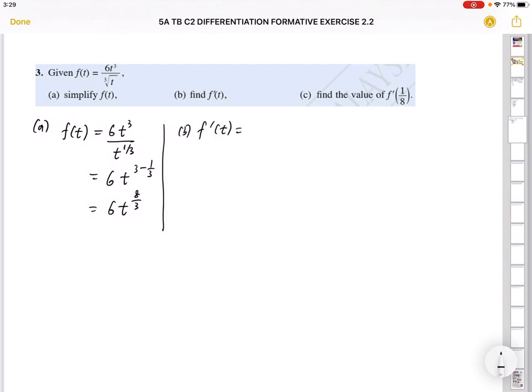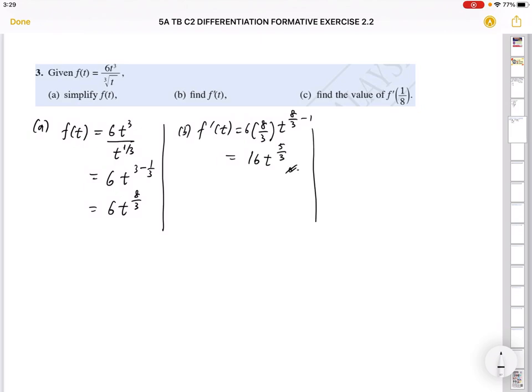Part B, you're supposed to find f'(t). When you differentiate 6 times t^(8/3), you bring down 8/3 and minus 1 from the power. I'm doing this very slowly here for you. Cancel, cancel, you get 16. This is t^(5/3).